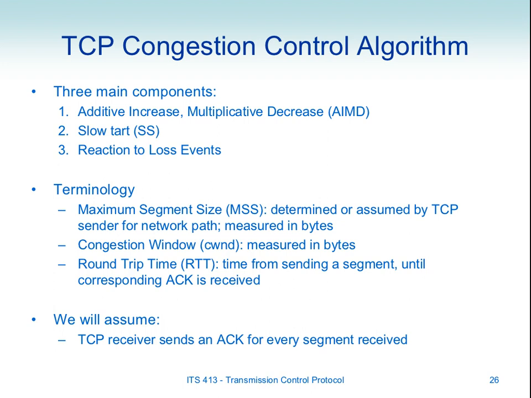So we have a maximum segment size. Let's assume we know it. All right, we've mentioned we've got a congestion window, CWND, measured in bytes, and the maximum segment size measured in bytes. Sometimes we'll mention not bytes, but packets, or segments. We'll see that shortly. And we have a round trip time, the time from sending a segment until we receive the ACK. And we'll assume that every time the receiver receives a data segment, it will send back an ACK, that is, a TCP segment with the ACK flag set. It doesn't have to be that case, but for our examples, we assume that.